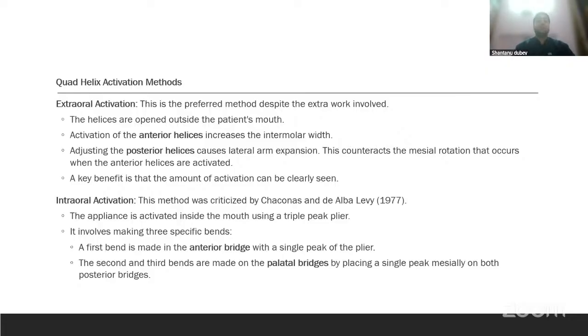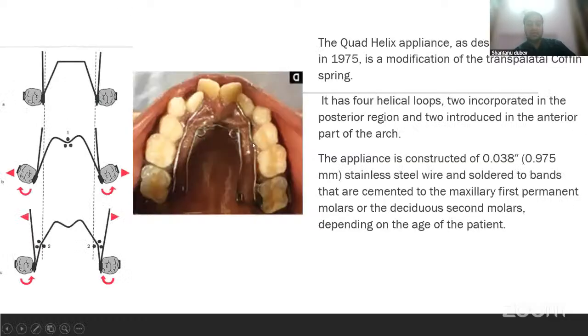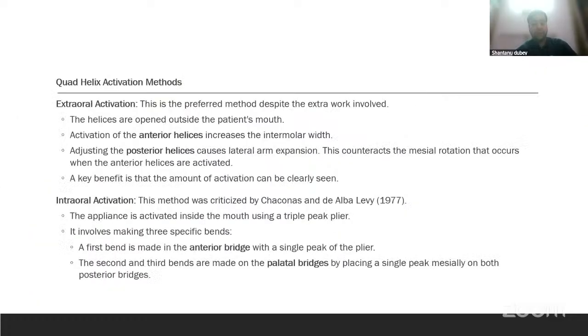So quad helix activation method, there are two methods, either extraoral or intraoral. Extraoral is the preferred method, but then you have seated the appliance, you have to take it out, activate it again and put it back. So activation of anterior helices: whenever helices have to be activated, the appliance has to be taken out of the mouth. How will you activate the helices while the appliance still lies in the mouth? Because in that case, you also do not know how much force you have applied.